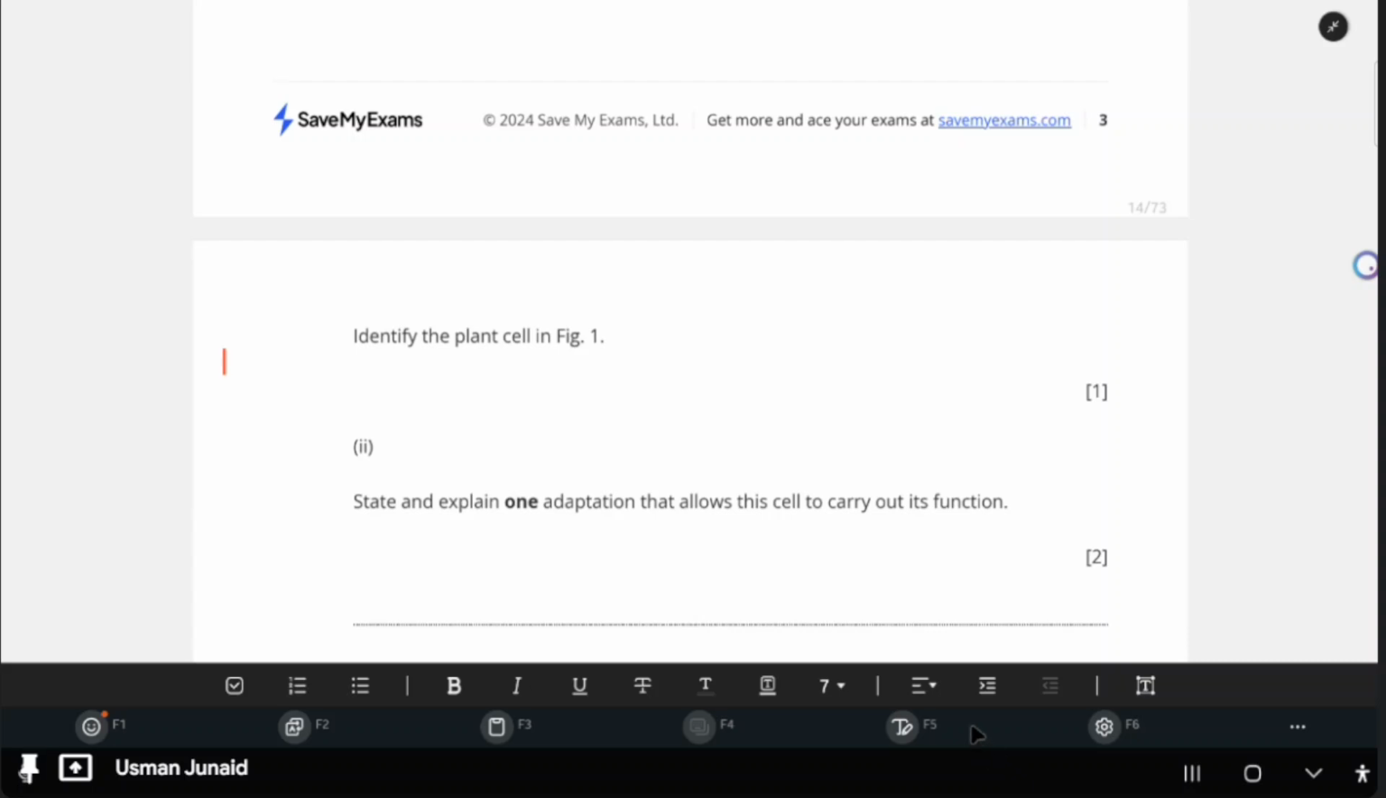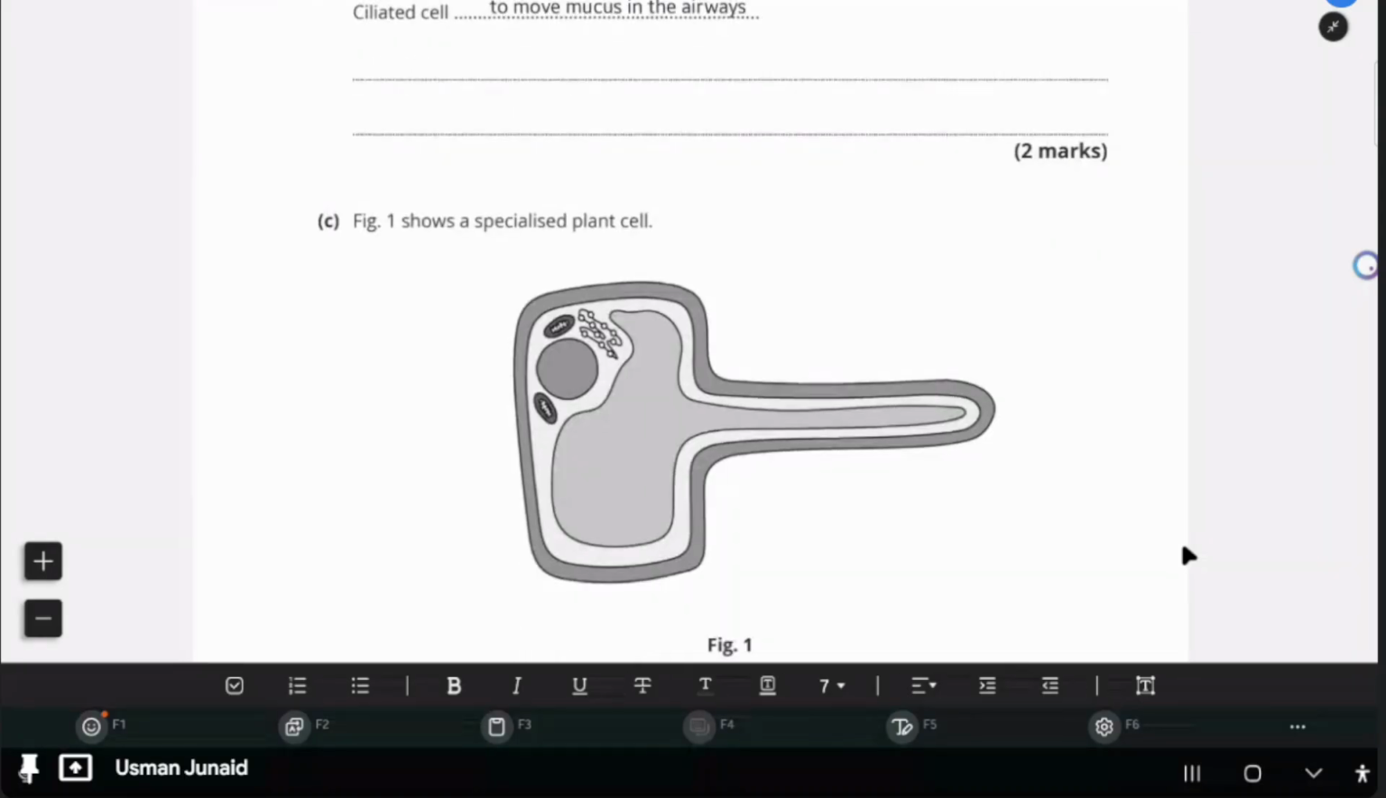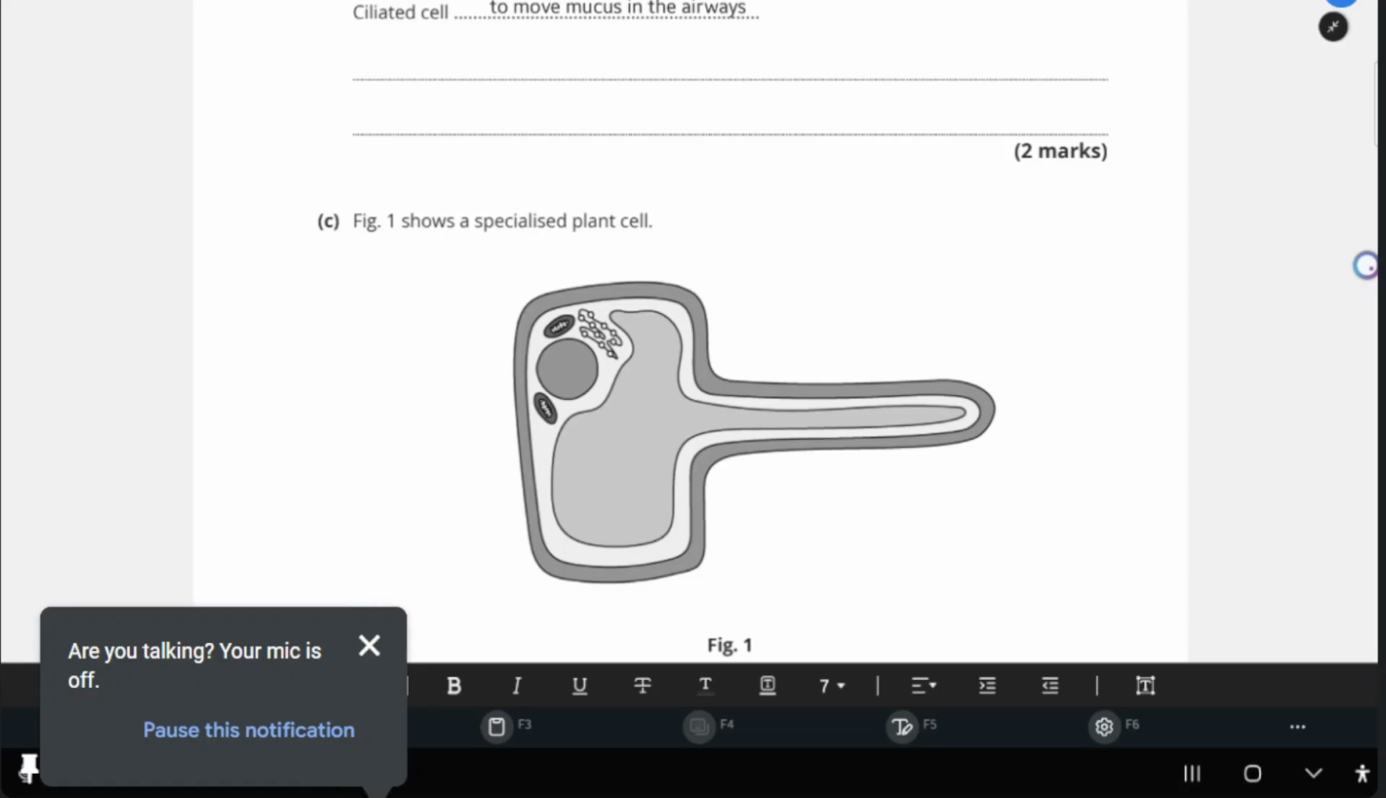Can you show the figure? Can you explain the question? What cell is this? Plant cell. It is called the root hair cell.